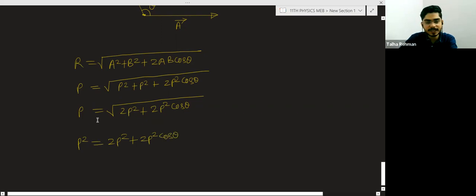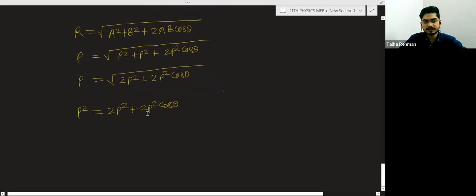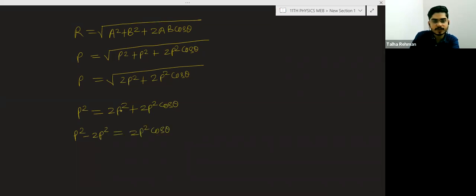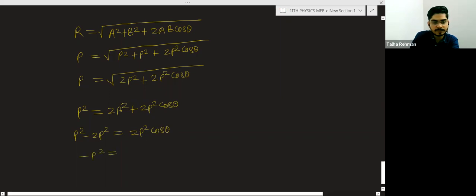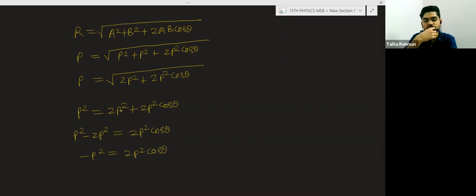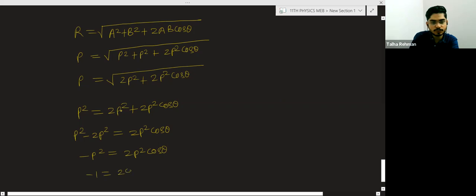This is a simple thing of 10th class. In coordinate geometry, you have done this: you do the squaring on both sides. Okay. So you will get this result. Now this is P square, this is 2P square. So this will become P square minus 2P square, and this is equal to 2P square cos of theta. So this will become minus P square, and this is 2P square cos of theta. P square and P square will cancel out. So here you will have minus 1 and here you will have 2 cos theta.